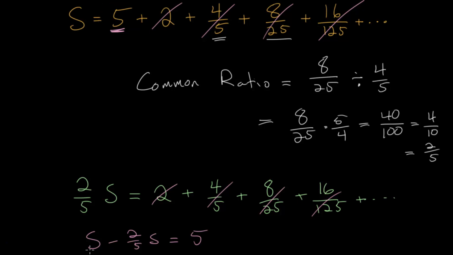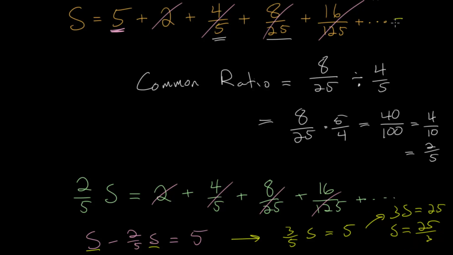And we have this equation now involving S, which we can solve for. That's our missing variable. And if you have something and you take away 2/5 of that something, you would have 3/5 left over. So S minus 2/5 of S would be 3/5 of S, and this is equal to 5. And we can solve this, multiply each side by 5. So we get 3S is 25. And divide by 3, we get S is 25/3, which is 8 1/3, or 8.3 repeating if you want it as a decimal. So we were able to add up this infinite sum.